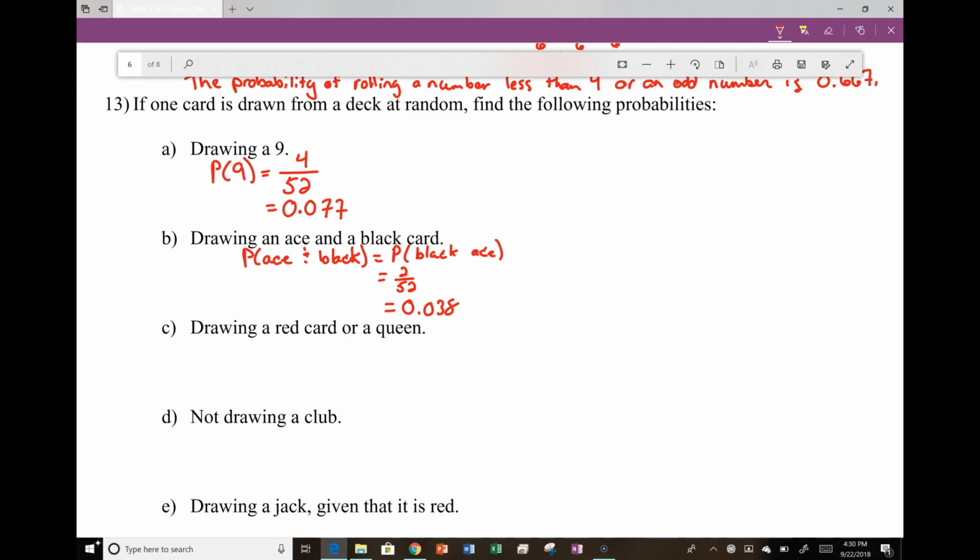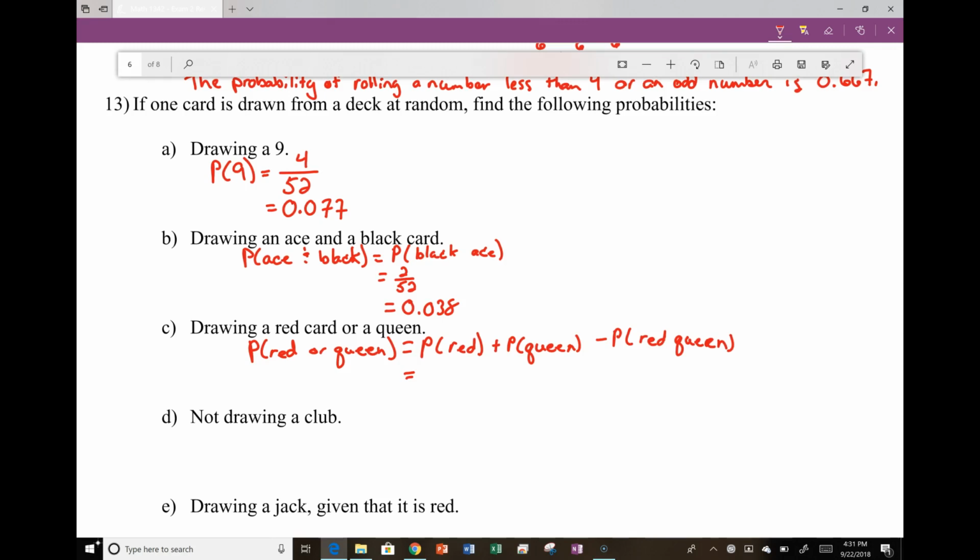Part C says we want to look at the probability of drawing a red card or a queen. Now, can my card be a red and a queen at the same time? Yes, because we have the queen of hearts and the queen of diamonds. We want an or, so we're going to look at the probability of the card being red plus the probability of it being a queen, minus the probability of a red queen, because these red queens have already been counted in the first part and they also get counted in the second.